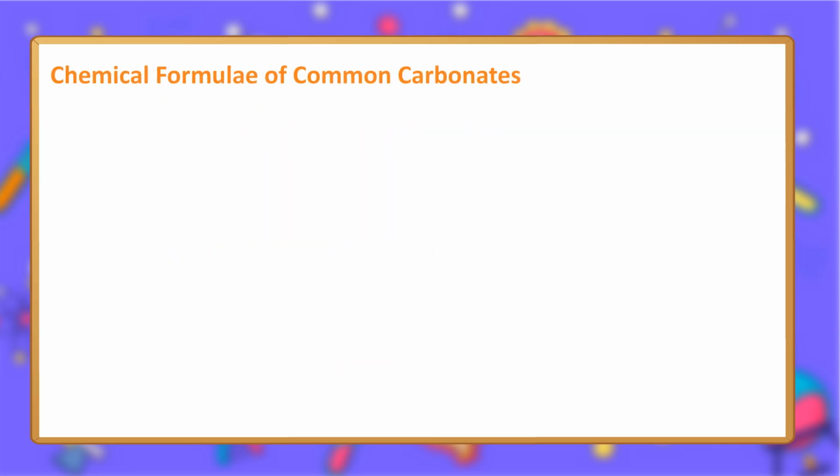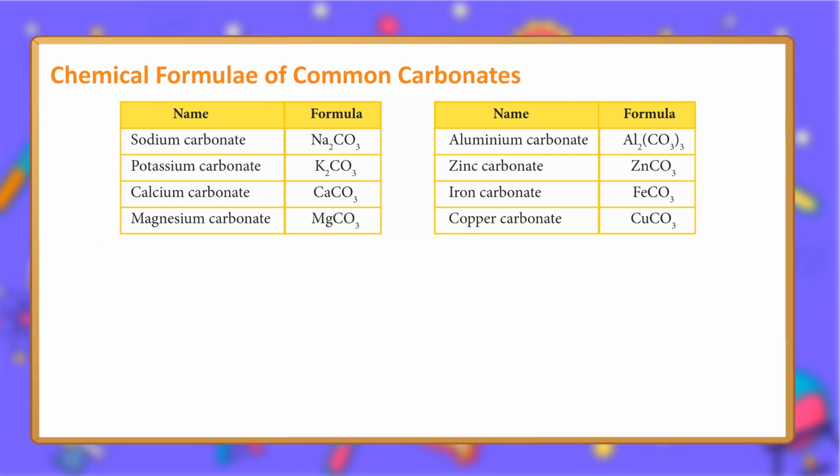Chemical formulae of common carbonates. Name, formula. Sodium carbonate, Na2CO3. Potassium carbonate, K2CO3. Calcium carbonate, CaCO3. Magnesium carbonate, MgCO3. Aluminium carbonate, Al2(CO3)3. Zinc carbonate, ZnCO3. Iron carbonate, FeCO3. Copper carbonate, CuCO3.